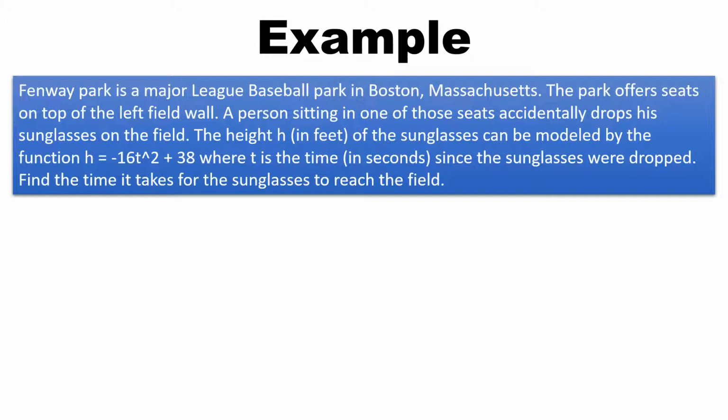The height h in feet of the sunglasses can be modeled by the function h equals -16t squared plus 38, where t is the time in seconds since the sunglasses were dropped. Find the time it takes for the sunglasses to reach the field.